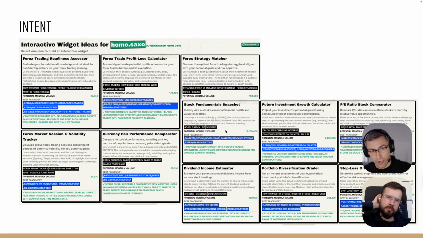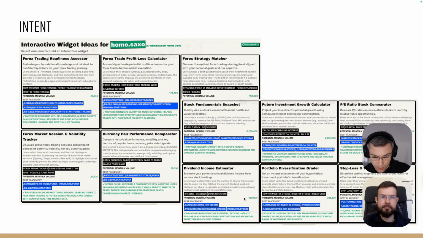So, not only Forex, here are some stock fundamentals snapshot, future investment growth calculator, PE ratio stock comparator, dividend income estimator, portfolio diversification grader, stop loss and take profit calculator. Let's not dive into the specifics, but we can see here possible best placements, and the amount of potential traffic volume is just huge.